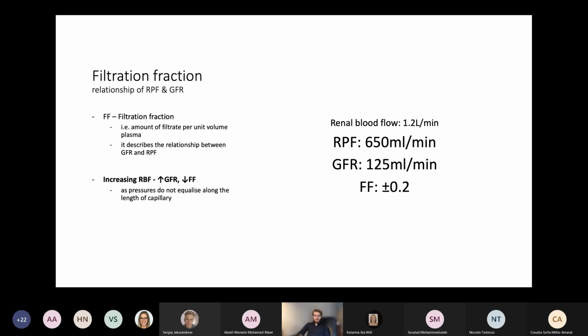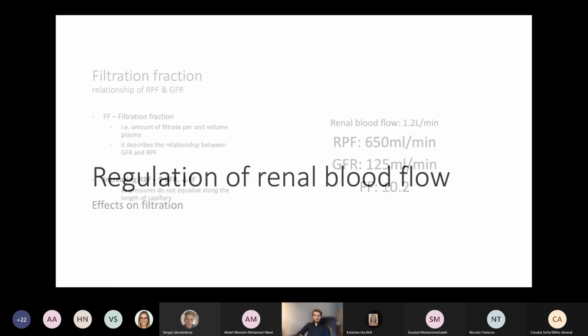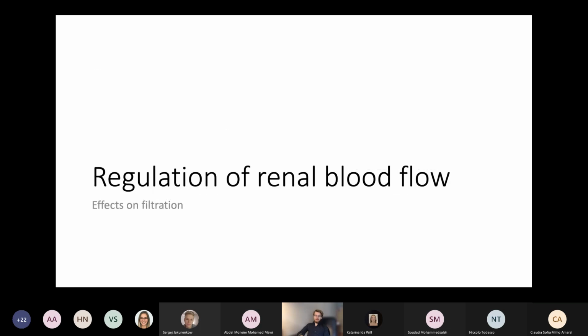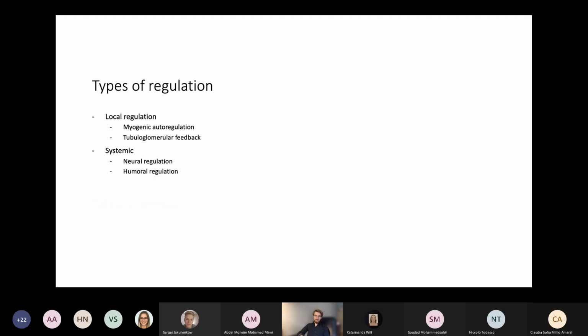Okay, in that case, let's continue. We discussed how renal plasma flow influences the glomerular filtration rate. Now, let's take a look at how renal plasma flow and blood flow in the kidney itself is actually regulated. There are two main types of regulation, local regulation and systemic regulation. Local regulation is myogenic and tubuloglomerular feedback. Systemic is neural regulation and humoral regulation.